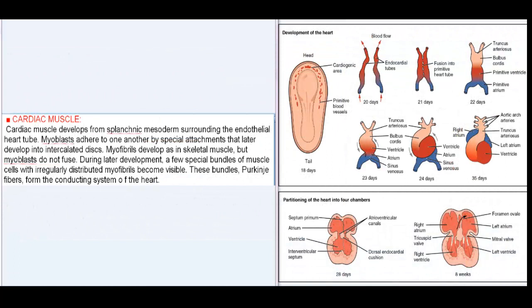Cardiac muscle. Cardiac muscle develops from splanchnic mesoderm surrounding the endothelial heart tube. Myoblasts adhere to one another by special attachments that later develop into intercalated discs. Myofibrils develop as in skeletal muscle, but myoblasts do not fuse. During later development, a few special bundles of muscle cells with irregularly distributed myofibrils become visible. These bundles, Purkinje fibers, form the conducting system of the heart.